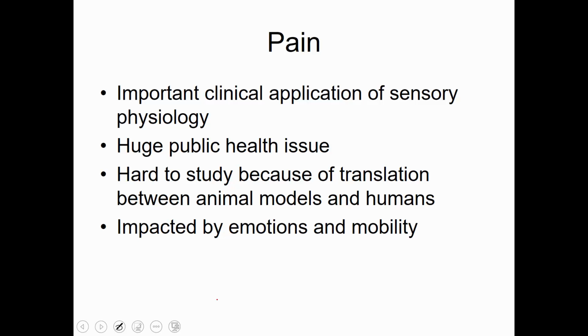So pain is an important clinical application of sensory physiology. People in pain is a huge public health issue. It's hard to study because of translation between animal models and humans. We do a lot of work on animals, but you can't just go in and say, good morning, Mr. Rabbit, on a scale of 1 to 10, what is your pain today? We can't do that kind of thing. So translation is difficult, though animals have some of the same pathways we do in terms of pain processing.